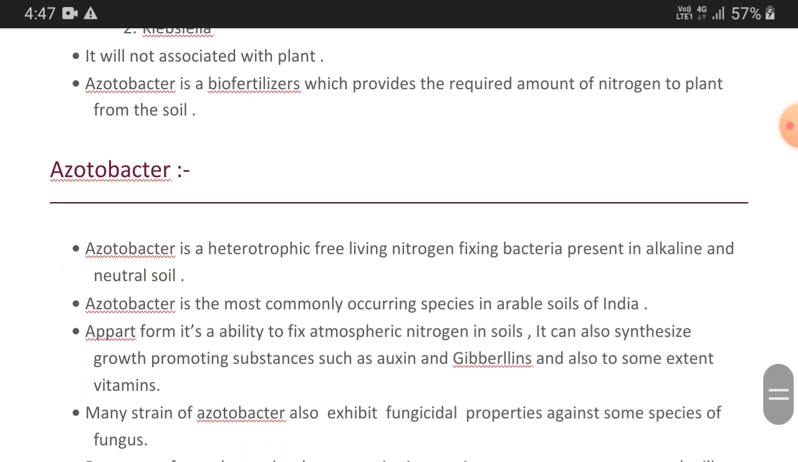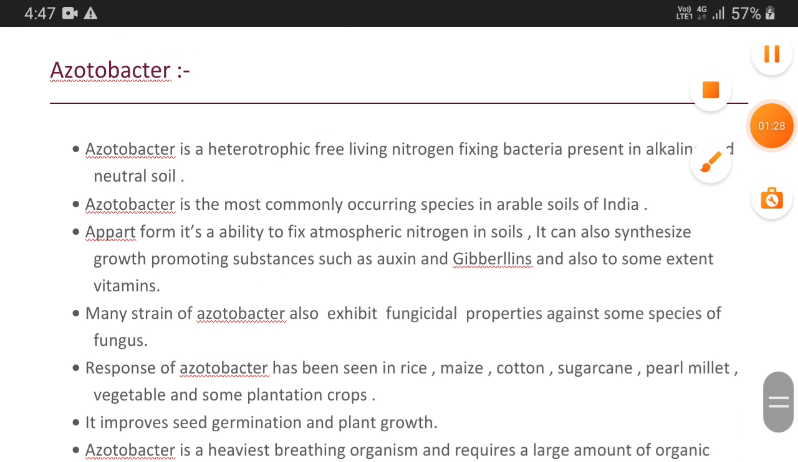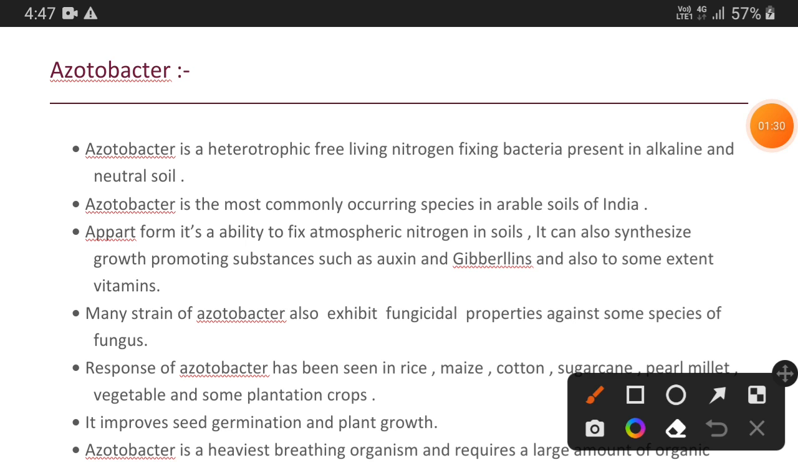Okay, so let's start. Azotobacter is a heterotrophic free living nitrogen fixing bacteria that may live in alkaline and neutral soil. Azotobacter is the most commonly occurring species in arable soils of India. Apart from its ability to fix nitrogen, it has some other functions too.